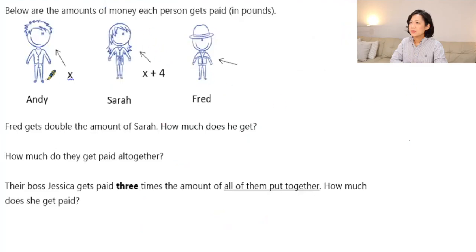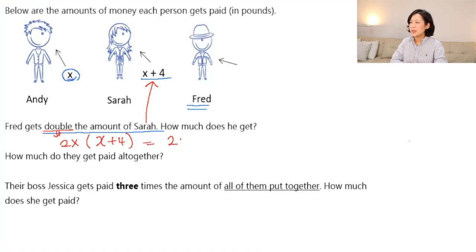And finally, let's have a look at this. These are the amounts of money they get. Andy is X, Sarah is X plus 4. Here we are looking for the expression for Fred. Let's translate the keywords into the expression. Double is 2 times. The amount of Sarah is, as you can see, X plus 4, right? Let's have a bracket, X plus 4. Then the next thing you can do is expand the bracket. We can say 2X plus 8 is the expression for Fred.